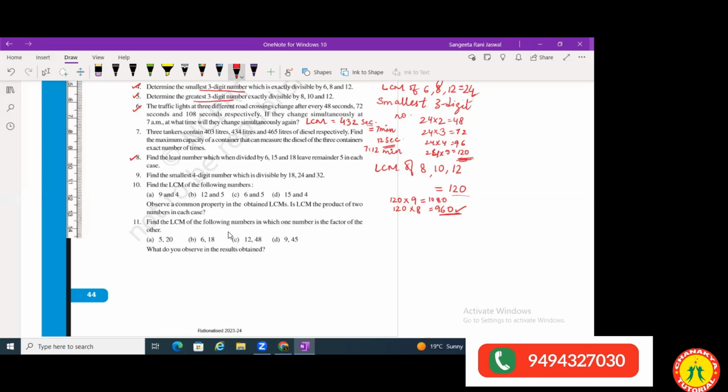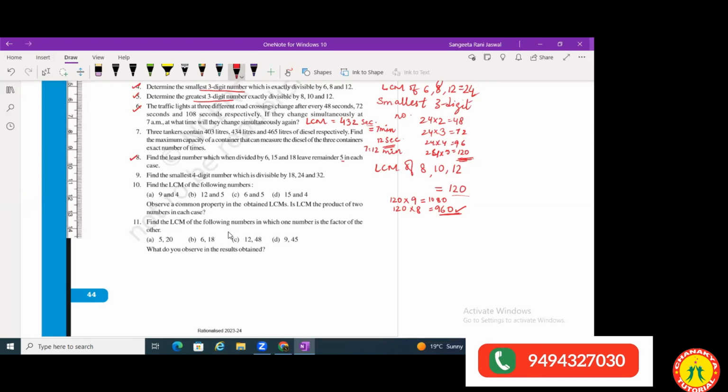Find the least number which when divided by 6, 15, and 18 leaves remainder 5 in each case. So we have to find the least number. When we divide by this, it should leave the remainder 5 in each case.